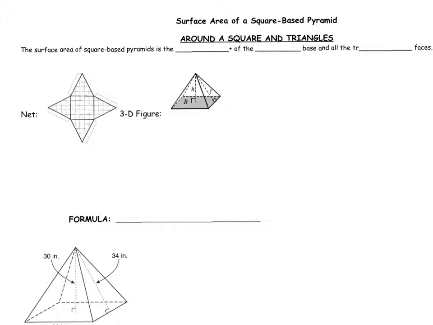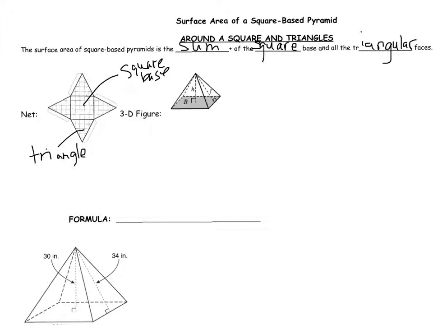So the surface area of a square-based pyramid is basically, once again, the sum of the square base and then all the triangular faces. In other words, all the sides are triangles. If you're looking at the net, that bottom, the square, is going to be your base. And then all these others, the triangles, are all the sides. And there's 4 triangular sides.